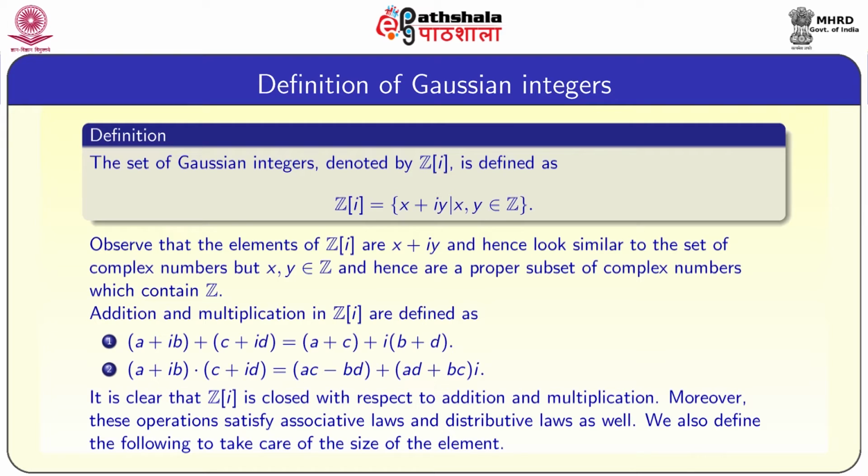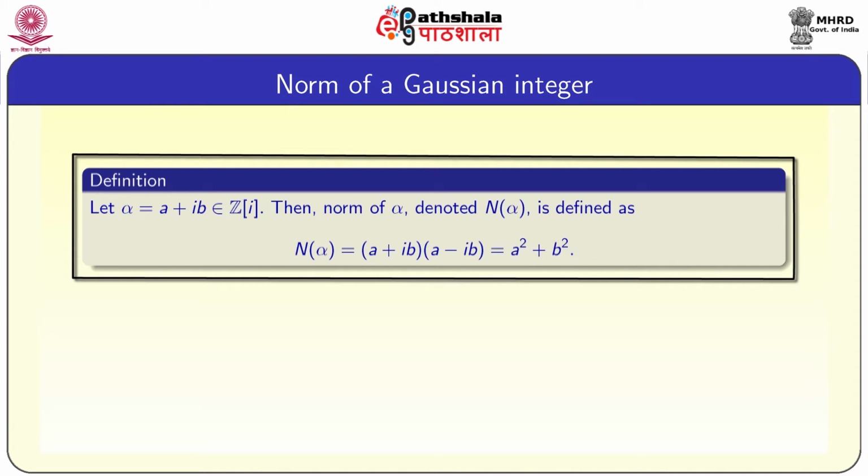We will also define the following to take care of the size of an element, that is called the norm of a Gaussian integer. It is like the modulus of an integer. For integers, modulus will give a positive integer except 0. So, similarly here we are defining the norm which takes a Gaussian integer to an integer. If alpha equals a plus ib belongs to Z[i], then the norm of alpha, denoted N(alpha), is defined as (a plus ib) times (a minus ib). It is like the conjugation of a plus ib. So, by multiplication of Gaussian integers, this is equal to a squared plus b squared.